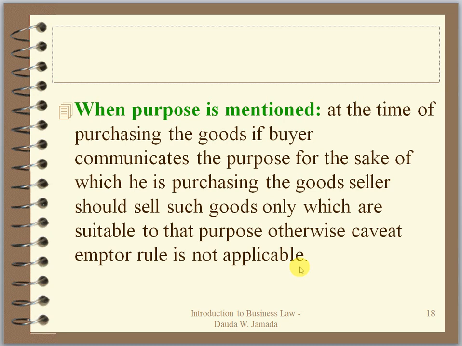You're a pharmacist, I come to your pharmacy and I tell you that I'm feeling a headache. I want you to give me medicine for reducing or curing my headache. And then you give me a medicine which is going to cure my stomachache. You see, the medicine you're giving me and the purpose I've told you actually are not matching. I need a medicine which is going to cure me from headache, but you are giving me a medicine which is going to cure me from stomachache. They are not matching. And therefore, you as a seller, you cannot be protected by such a caveat emptor rule.